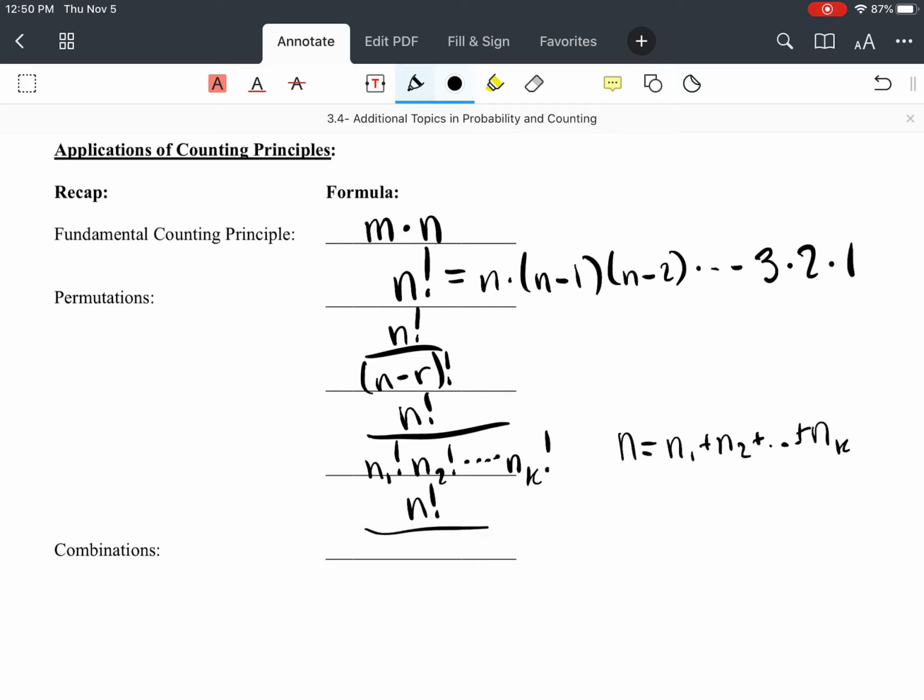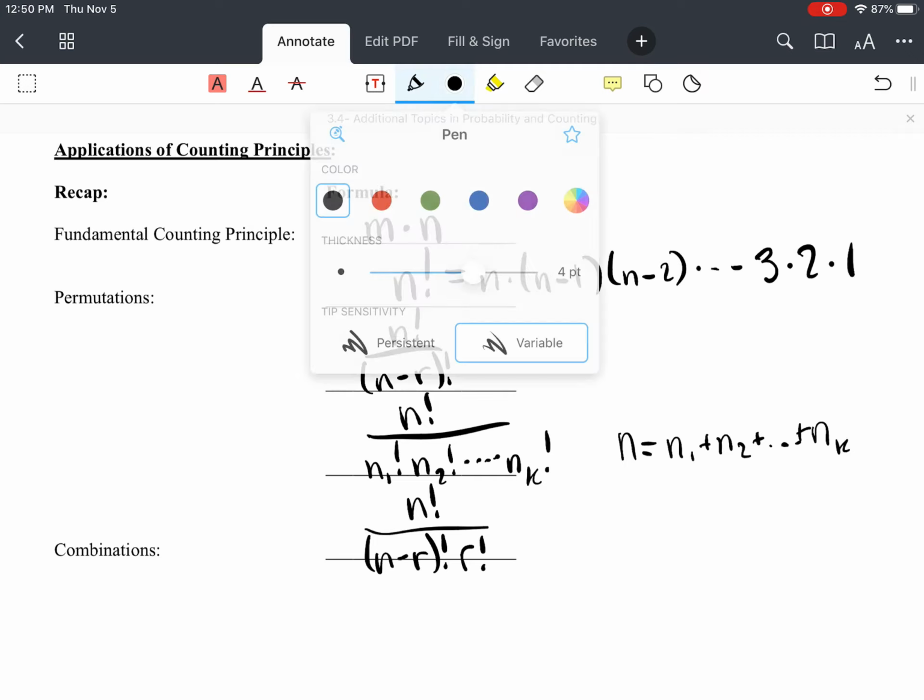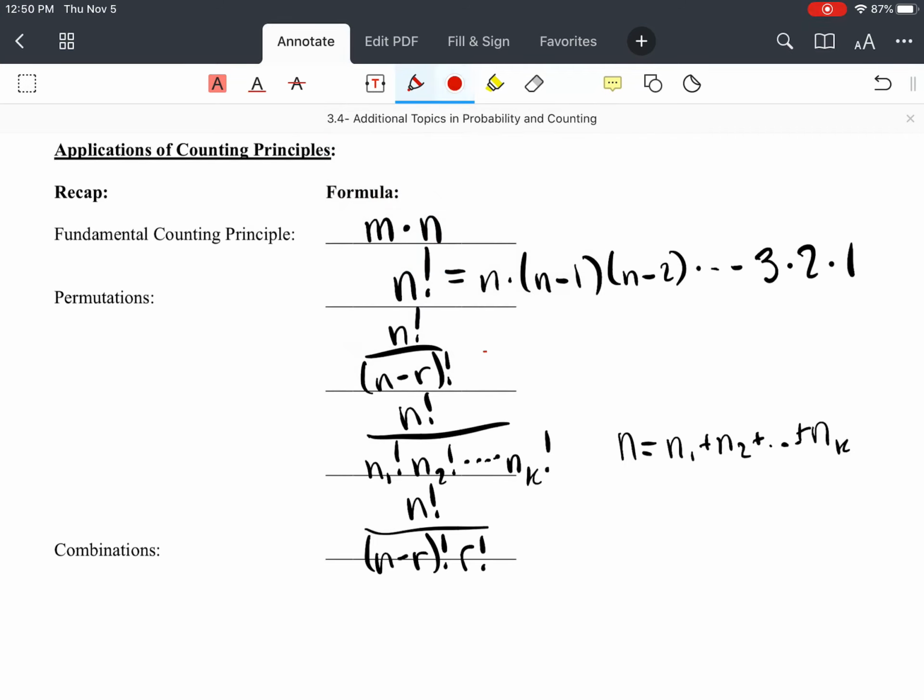And then finally, we have combinations, where order does not matter. So we're not ranking these. It's going to be n factorial divided by n minus r factorial, and we're going to divide out the choices. Again, the key here is whether it's ranked or ordered.